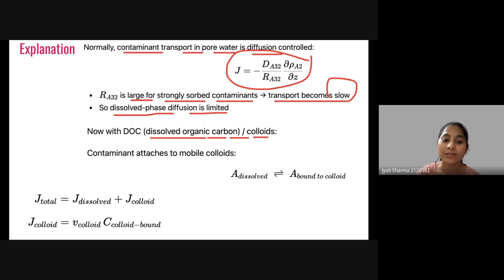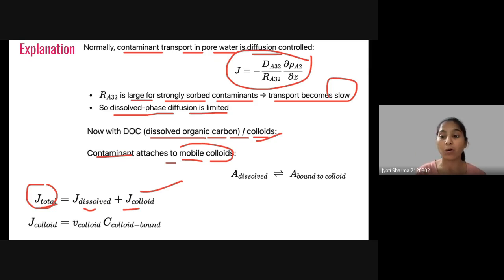But if we have dissolved organic carbon colloid, your contaminant is attaching to your mobile colloid, right? If so, the total flux will be the flux due to dissolved phase plus the flux due to the colloid movement. And if your colloid movement is more, then the total flux will be determined by this colloid movement, and that's how this is faster.